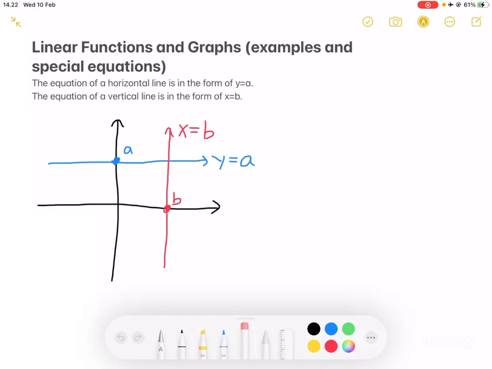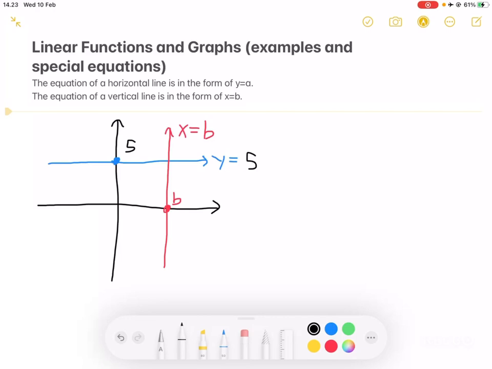So assume you have the equation y equals 5. It should look a bit like this. So you have the y-intercept at the coordinates of 0, 5.